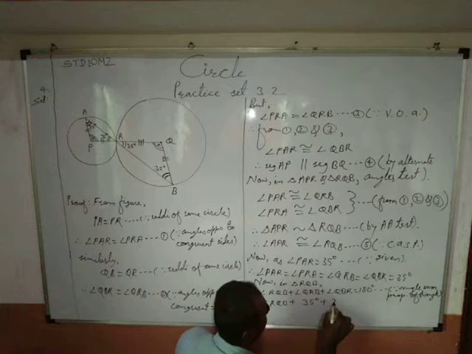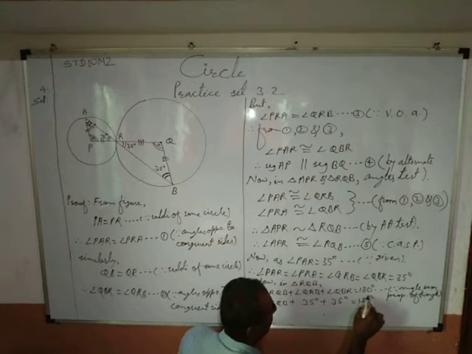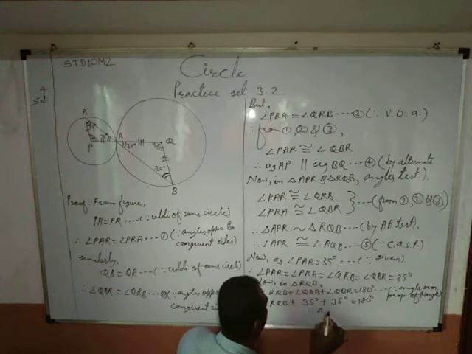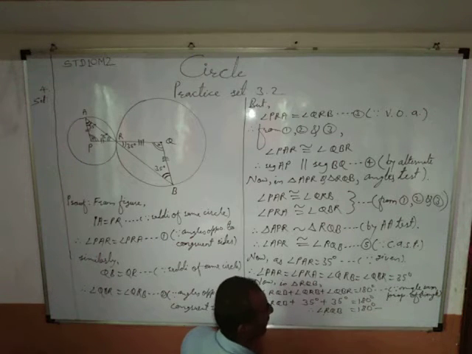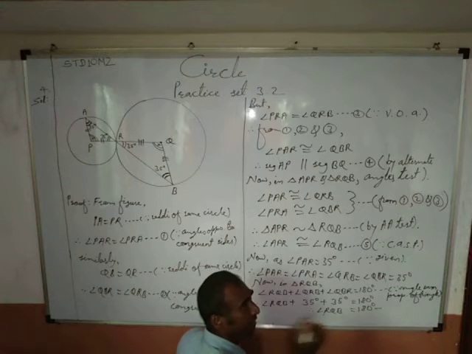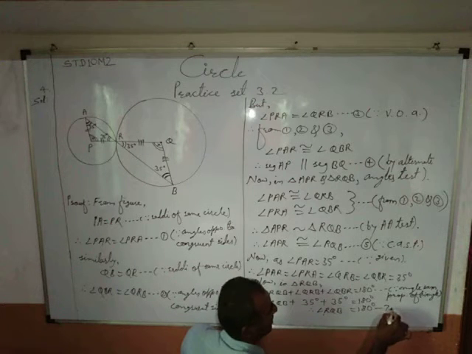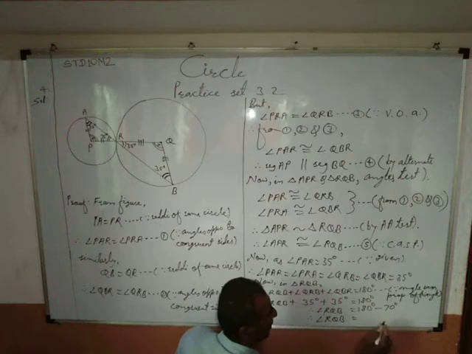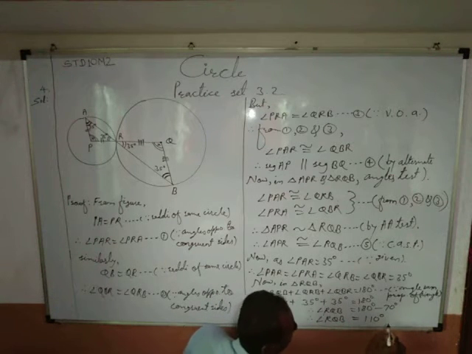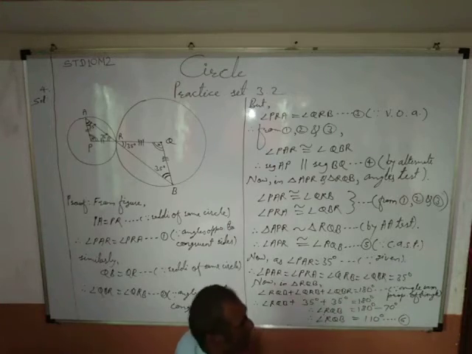each of measure 35 degrees, 35 degrees, equals 180 degrees. Therefore angle RQB equals 180 degrees minus (35 plus 35), which is 70 degrees, and subtracting gives us angle RQB equals 110 degrees. Let's call it equation 6.